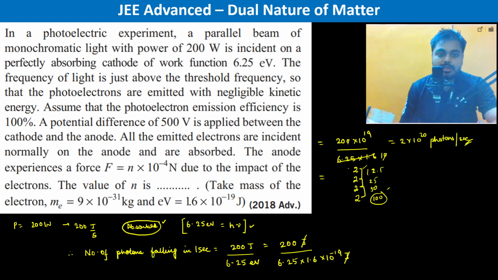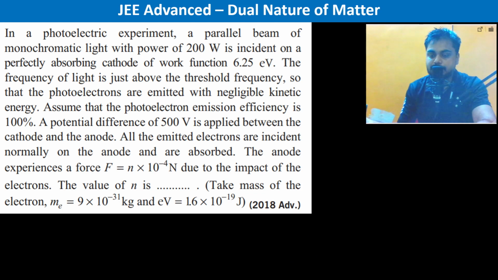Now assuming that the photoelectric emission efficiency is 100%, that means how many electrons are getting emitted? The number of electrons which get emitted is 2 into 10 to the power 20 electrons per second. Now a potential difference of 500 volt is applied between the cathode and the anode. All the emitted electrons are incident normally on the anode.